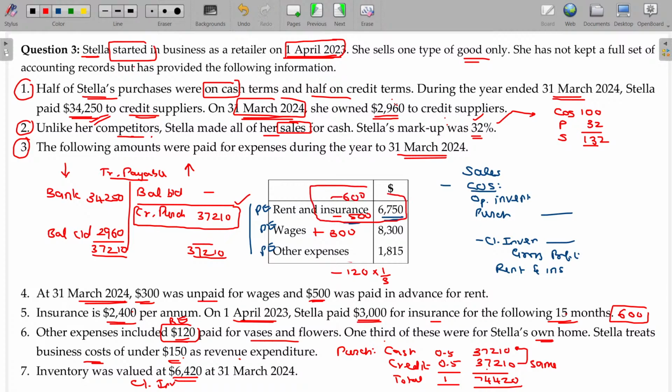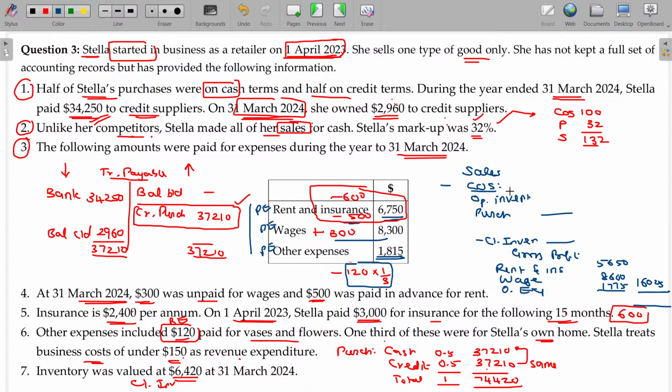6,750, from there you have to subtract 600 and 500 both. Then the ultimate value for rent and insurance being 5,650, and wages 8,300, you have to add 300, so 8,600, and other expenses 1,815. From there, 1/3 of 120, 40 rupees, should be subtracted, 1,775. The total expenses being 16,025.